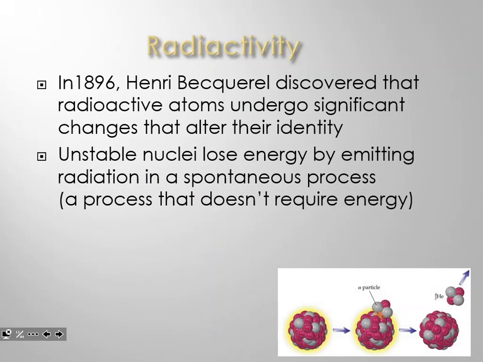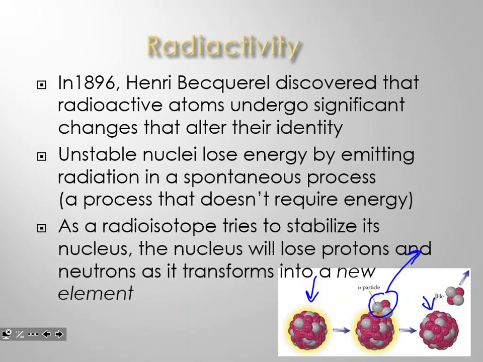And this is what you're going to be seeing, this kind of picture here. This is really the picture of the nucleus. The red and the gray are representing protons or neutrons. And then an actual particle breaks off and emits from the nucleus, or if it's gamma, it'll just be pure energy. And then you get your new daughter atom out of it. It's no longer going to be the same as it was before. So to stabilize, the nucleus will lose protons and neutrons and transform into a new element, as it transforms into that new daughter element.